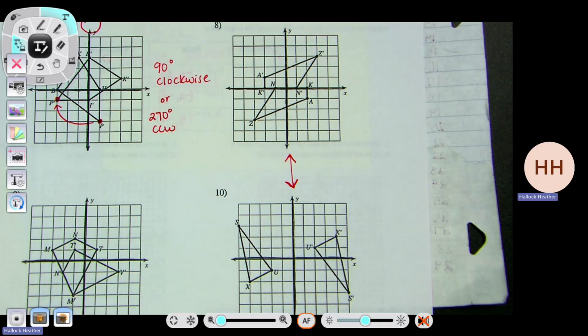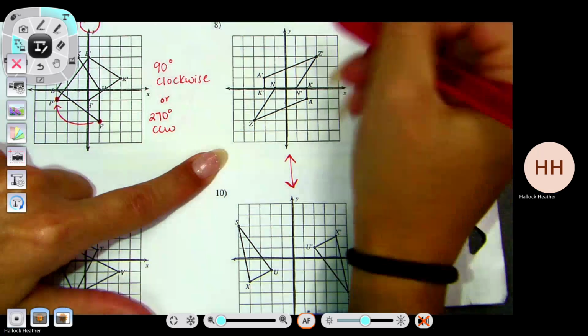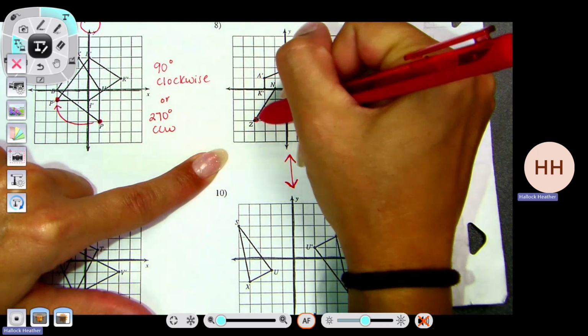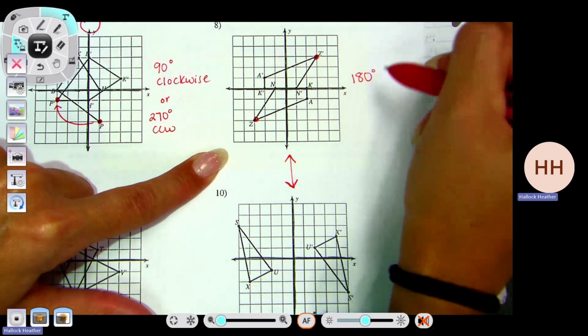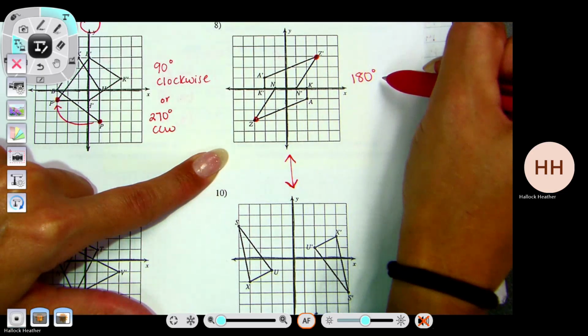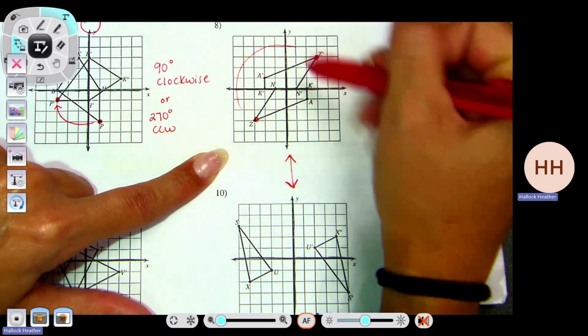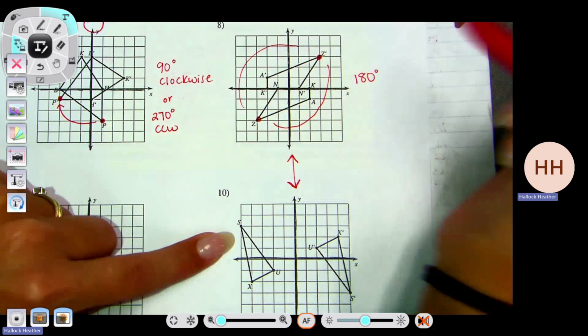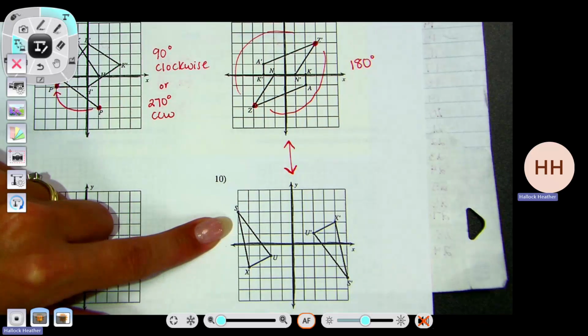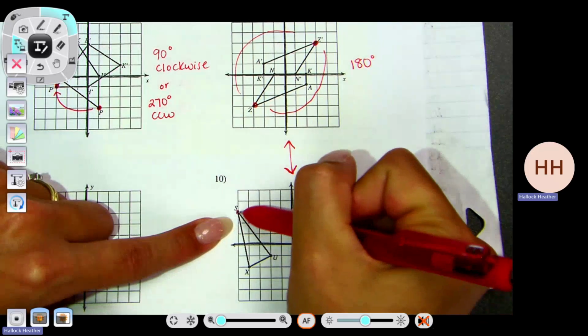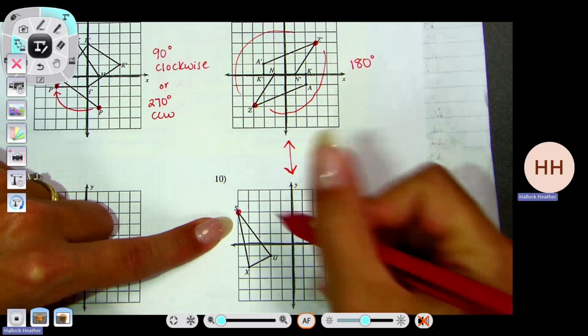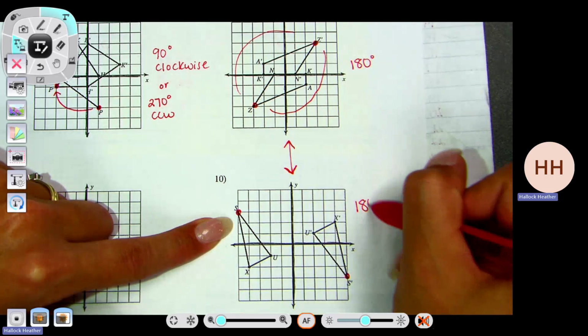90 twice. What's 90 twice? Because each quadrant's like a right angle. It's like 90 degrees. Okay, what's 8? 180. Doesn't matter direction for 180, because you can go to the left, you can go to the right. Either way, it's jumping 2 quadrants. What about number 10? 180 also. So if I look at S, for example, to S prime, you're still jumping 2 quadrants. So that's still 180 degrees.